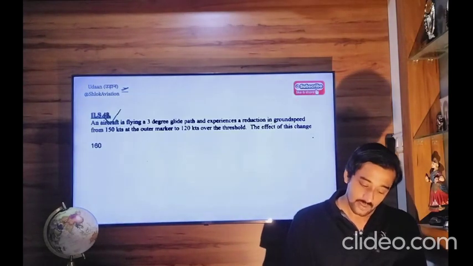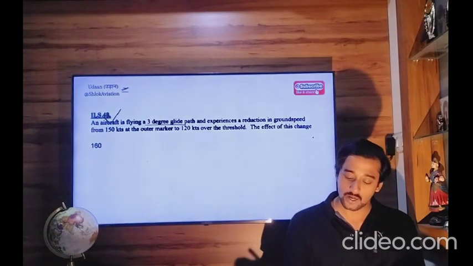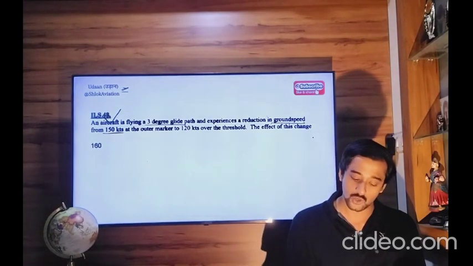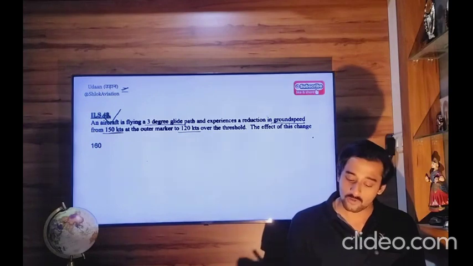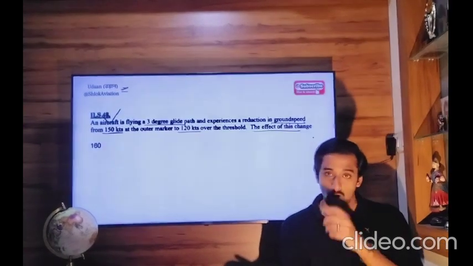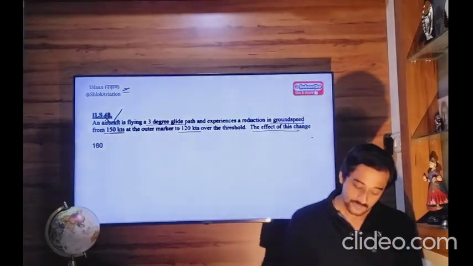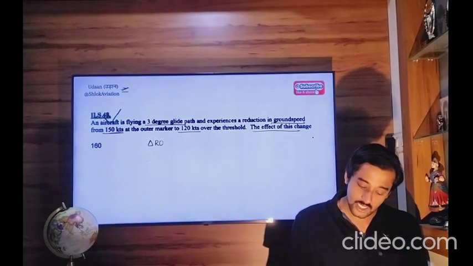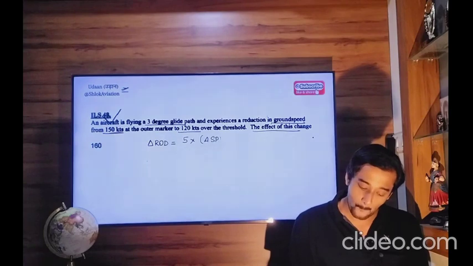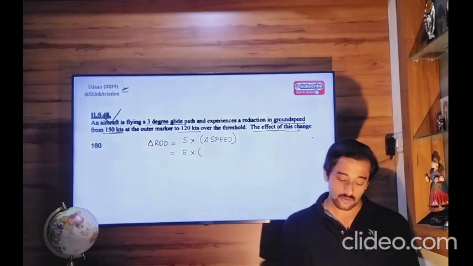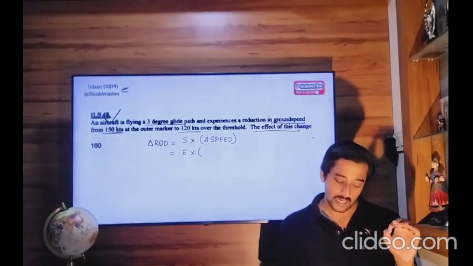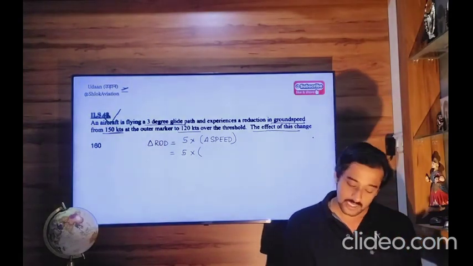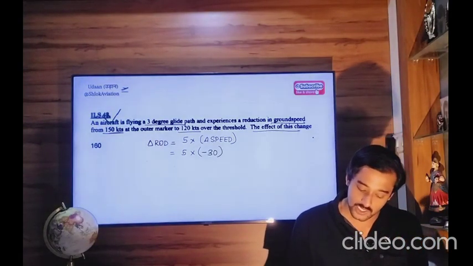That's 48. You are flying a 3-degree glide slope and your ground speed decreases from 150 knots to a new value of 120 knots. What will be the effect of this change in speed on your rate of descent? The formula is: change in rate of descent equals 5 into change in ground speed. Your ground speed has decreased from 150 to 120, a decrease of minus 30 knots, so minus 150 feet per minute.